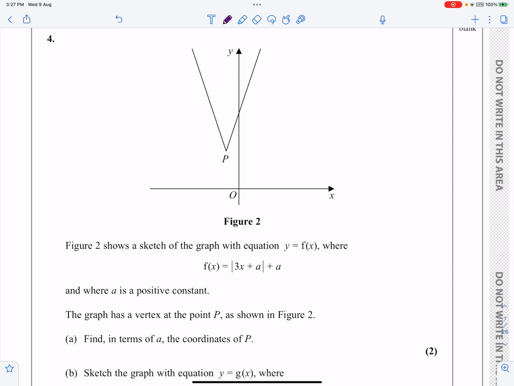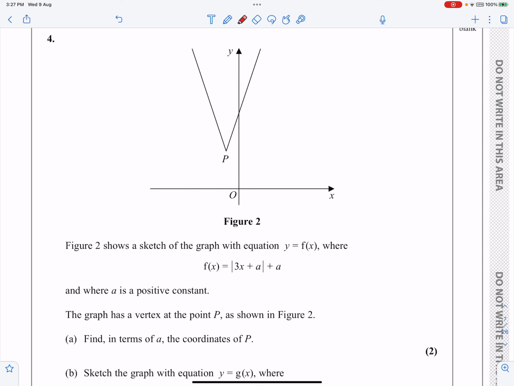It says we've got this sketch here, which is y equals f(x), where f(x) is modulus of 3x plus a, all of that modulus, plus a. And it says the graph has a vertex at the point P. Can we find the coordinates of point P? Well, I think the easiest way to attack these types of questions is just to see if we can sketch what that looks like.